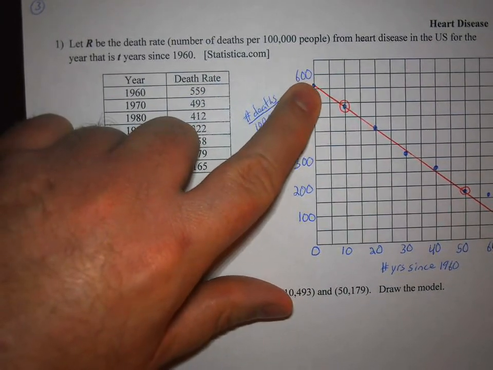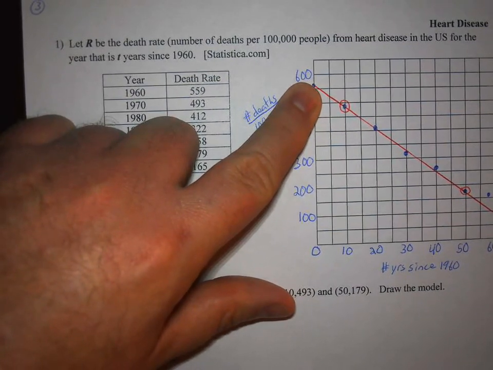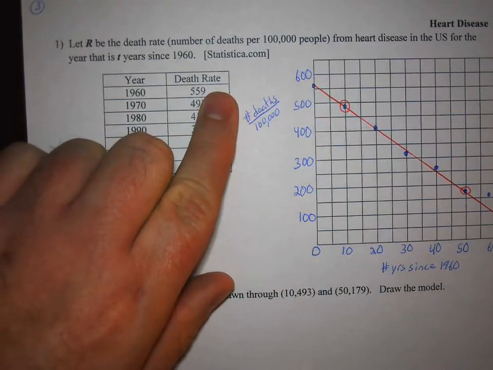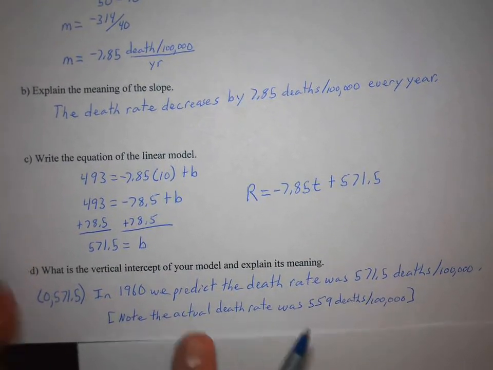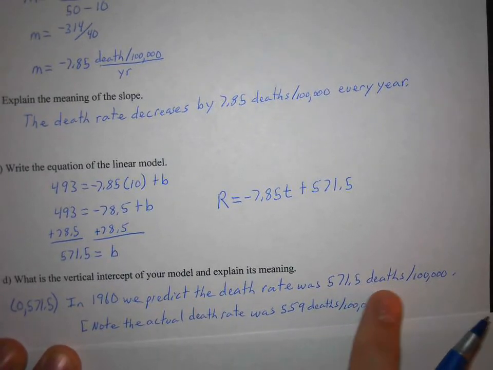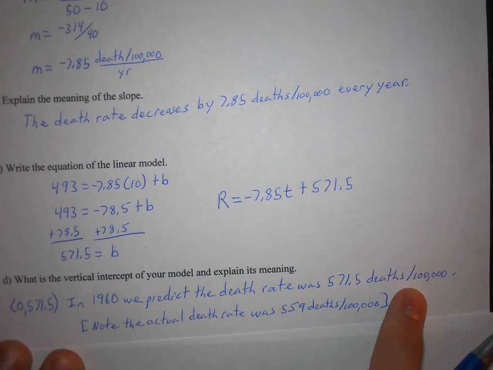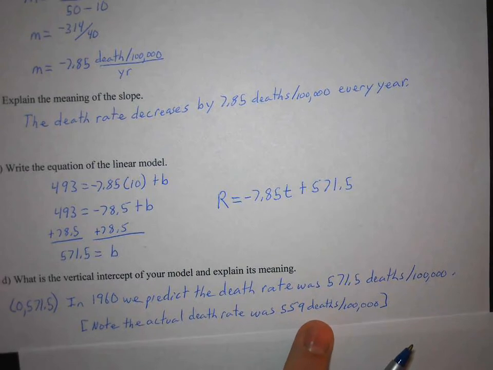Okay, so basically what's happening is the linear model that we're drawing ends up being a little bit higher at the starting year in 1960 than the actual value of 559. We're getting 571.5. So our predicted value is a little bit higher. So in 1960, we predict the death rate was 571.5 deaths per 100,000 people. So that's how you interpret that meaning. That was our prediction in 1960. And note that the actual death rate was only 559 deaths per 100,000 people.